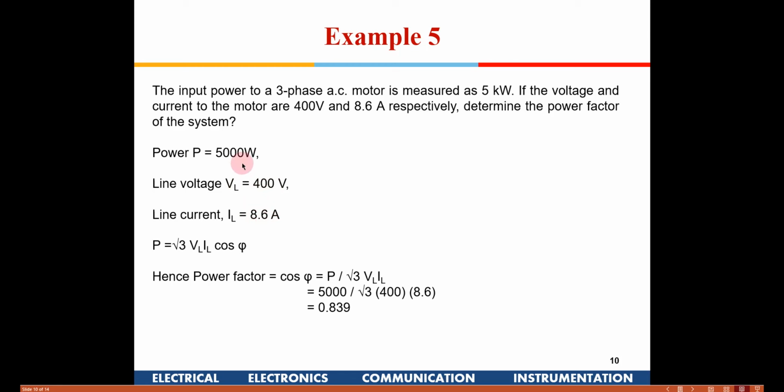So don't make the mistake of writing P is equal to VI cos phi, because it is a 3-phase system. The formula is slightly different here: P is equal to √3 times VL IL cos phi. Since P, VL and IL are given, we can compute cos phi, which is the power factor. The only care you need to take, in an exam under pressure, is not to use the formula P is equal to VI cos phi. It is √3 VL IL cos phi, or if phase voltage and phase current are given, then it will be 3 times phase voltage, phase current, cos phi. So that is the difference here.